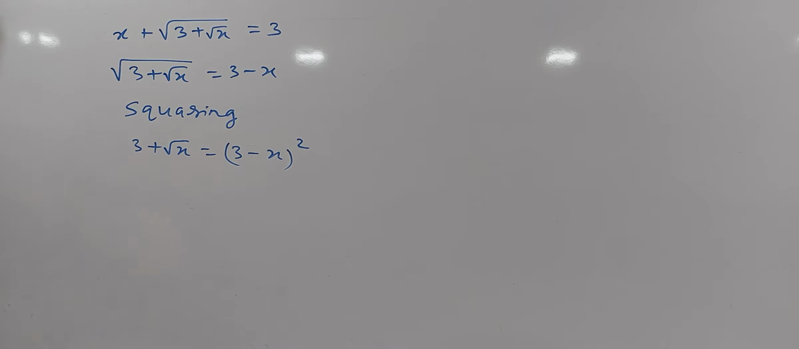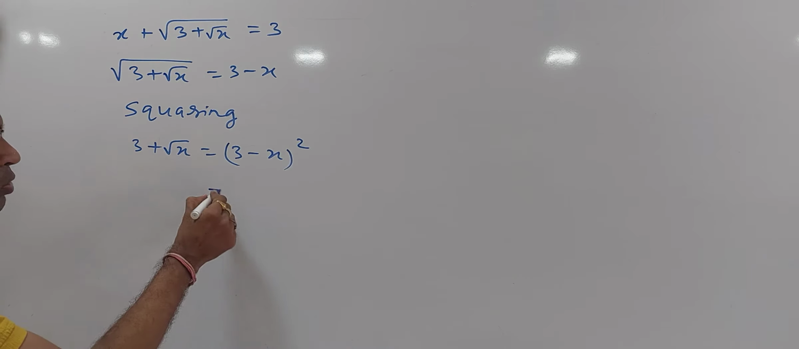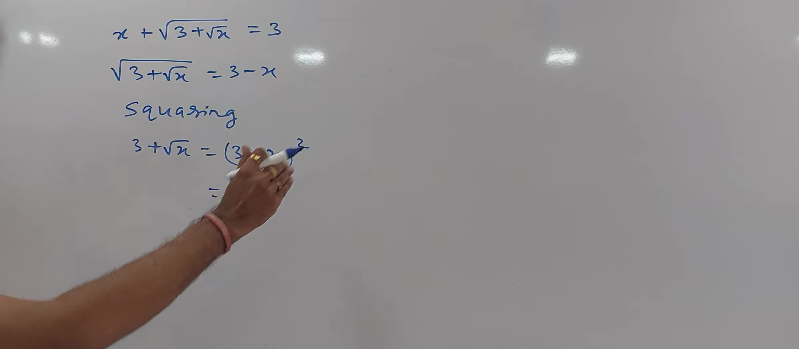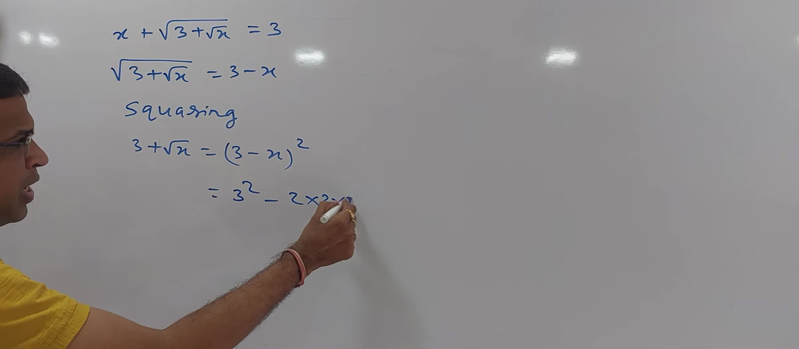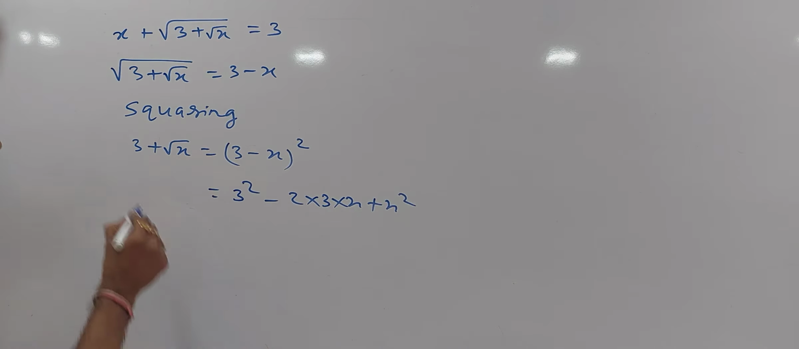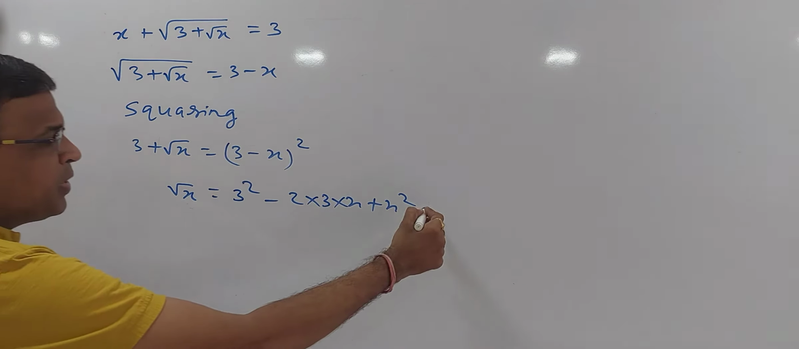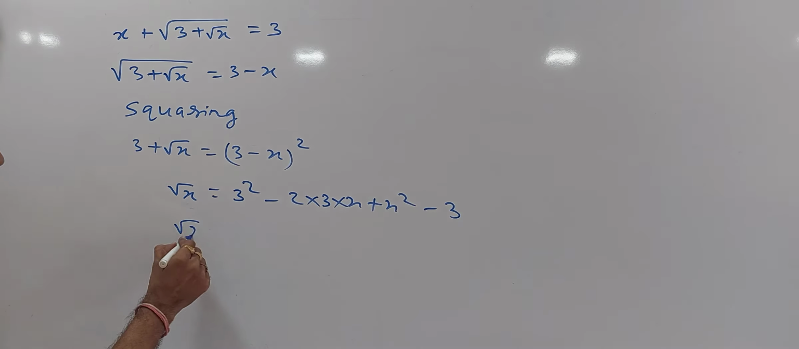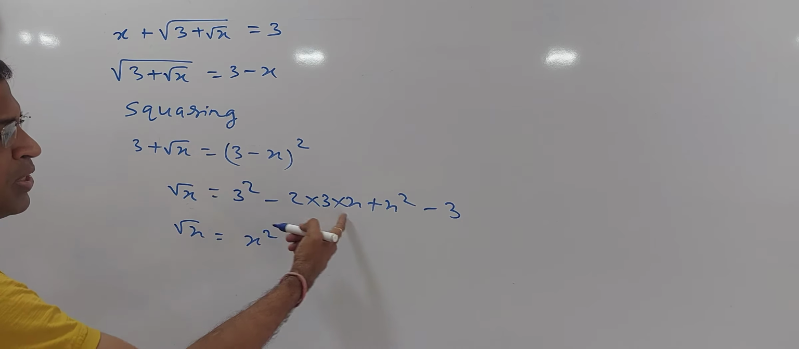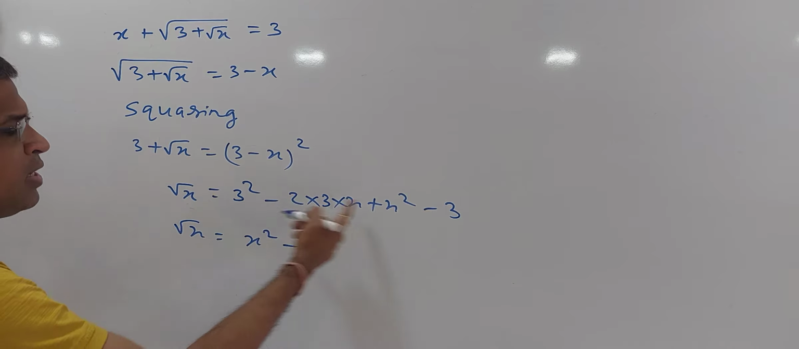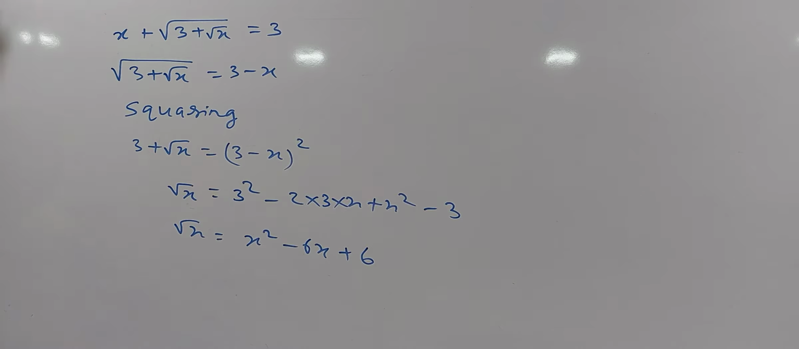Now what could be the next step? We will just solve this with the identity (a minus b) whole square, and then this 3 is shifted to the other side. So 3 square minus 2 into 3 into x plus x square. Fine, and then this 3 is also shifted to the other side, so root x will be equal to x square, writing in that form, minus 6x plus 6, since 9 minus 3 is plus 6.